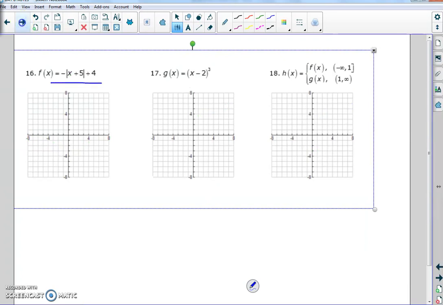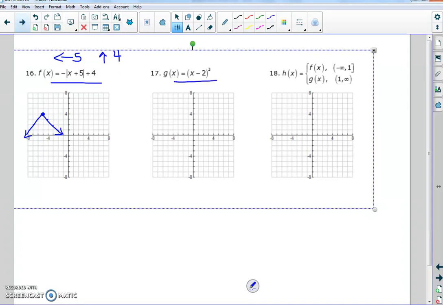Here I have an absolute value that has been reflected and shifted. So I know my initial point can't be reflected across the x-axis, so all I'm going to do is move it left 5 and up 4. Left 5, up 4. And then I'm just going to follow the pattern of my absolute value function. Every other point, you don't have to shift and reflect every individual point. It will take that pattern every time.